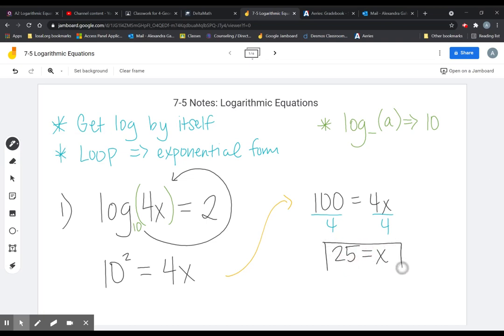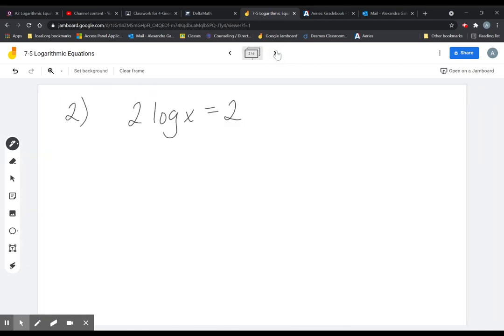So once the log is by itself, it's kind of nice. We can solve for x pretty quickly. So we'll go on to the next type of problem. For this one, we've got 2 log of x is equal to 2, a lot of 2's here. Again, what's in the log is the x here, and it's base 10.